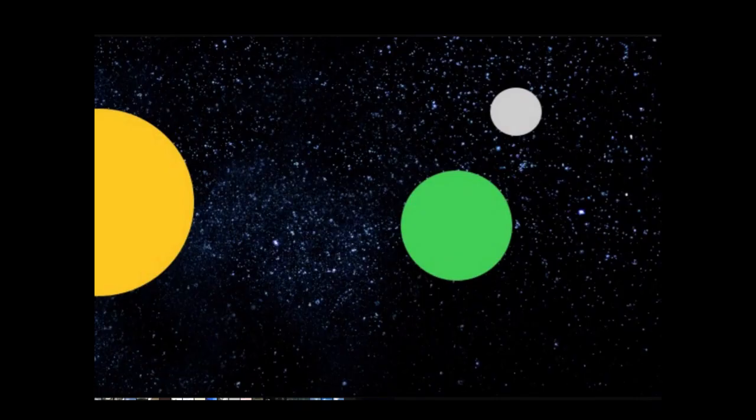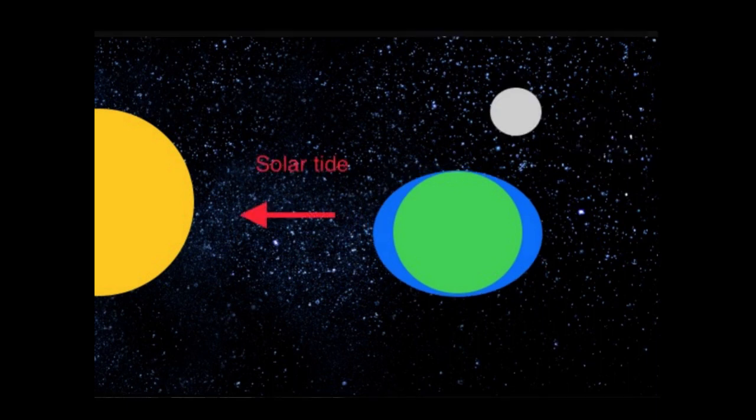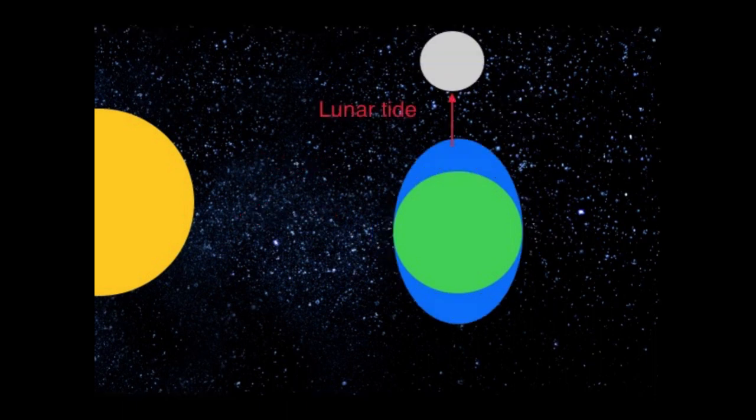Okay, to explain neap tides, we're going to use this diagram, with the green circle as the Earth, the yellow one as the Sun, and the grey one as the Moon. To show you how tides work more clearly, I have greatly exaggerated the effect of the tide. The effect of the sun on the tide is called a solar tide, and the effect of the moon on the tide is called a lunar tide.